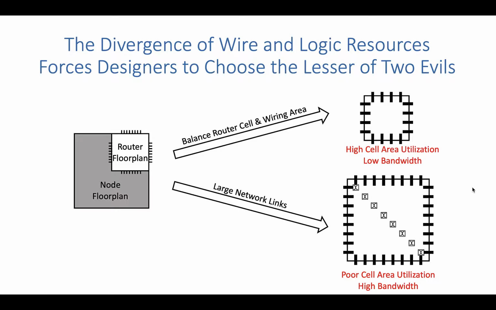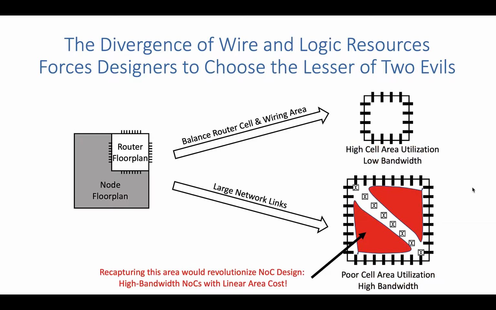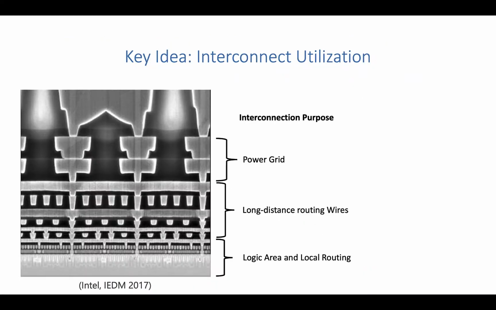The key point of NoC Symbiosis is that we can recapture this underutilized area, and that doing so would revolutionize network-on-chip design, because it would produce high bandwidth NoCs with linear area cost. The key idea behind this revolutionary NoC Symbiosis concept comes from understanding how the interconnect is used by different parts of the design.